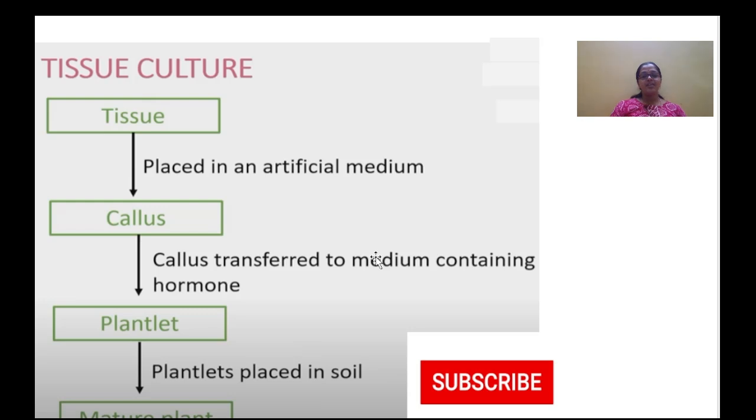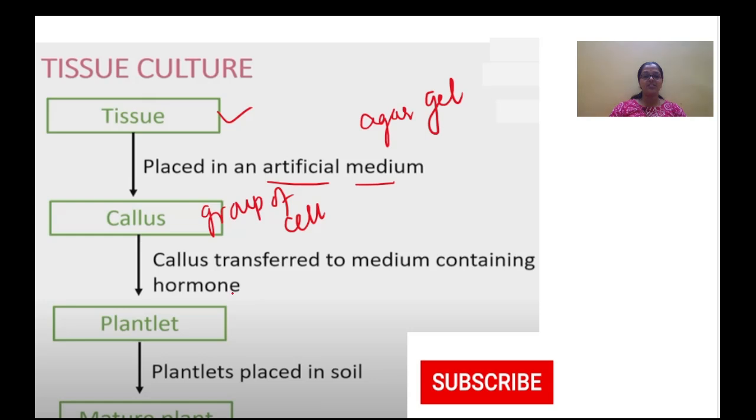Now let's see the last type of propagation method, that is the method of tissue culture. In this method, we take a small piece of tissue of any plant and it is placed in an artificial medium. It can be agar gel too. So when it is placed in the artificial medium, it will grow into a group of cells or a mass of cells which is called callus. Now the callus is further transferred into a medium containing hormones, which grows into a plantlet. The plantlet can be further placed in the soil and it will grow into a new plant. So this complete first part of the process is carried out in the laboratory under very sterile conditions. So this is also a very good method for asexual reproduction.